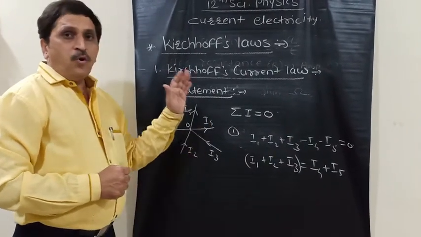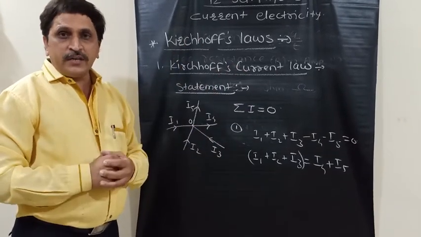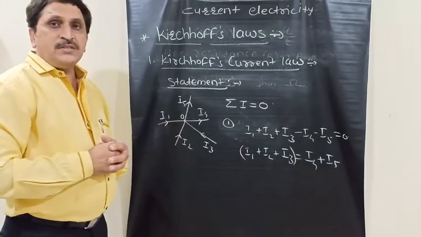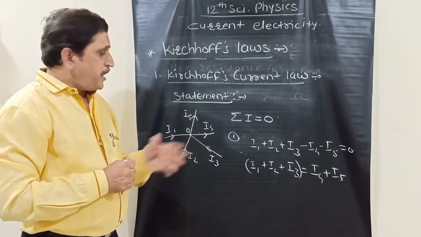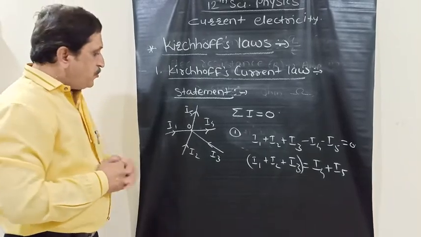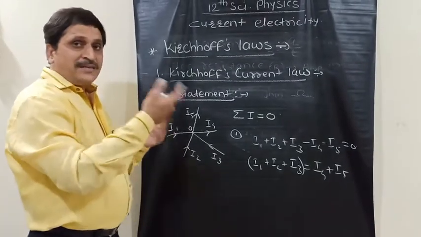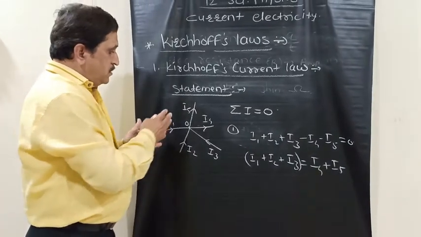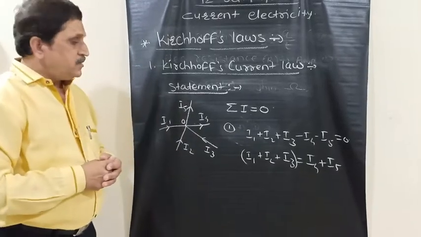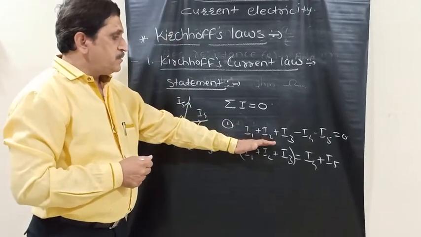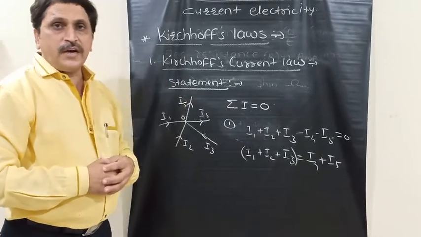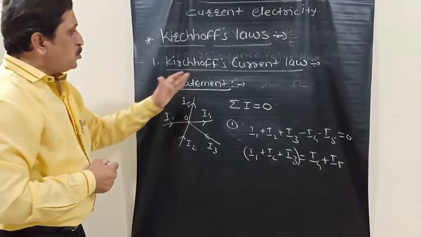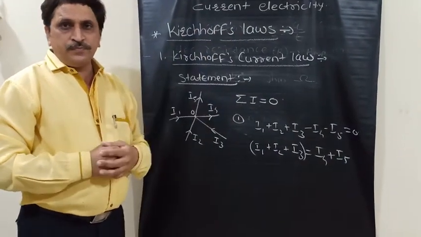This law obeys the law of conservation of charge. What does it mean? At the junction point, no charge is created and no charge is destroyed. According to the law of conservation of electric charge, no extra charge is created and no charge is destroyed. Total charge is transferred from one branch to another branch. That means at any junction point in a closed electric circuit, the algebraic sum of the total current is always equal to 0. This is all about Kirchhoff's current law.